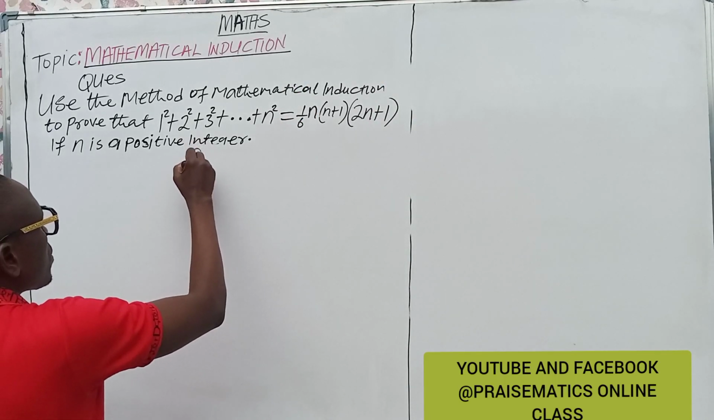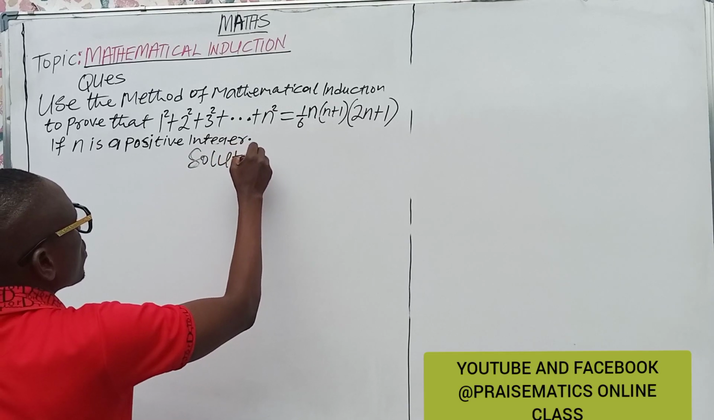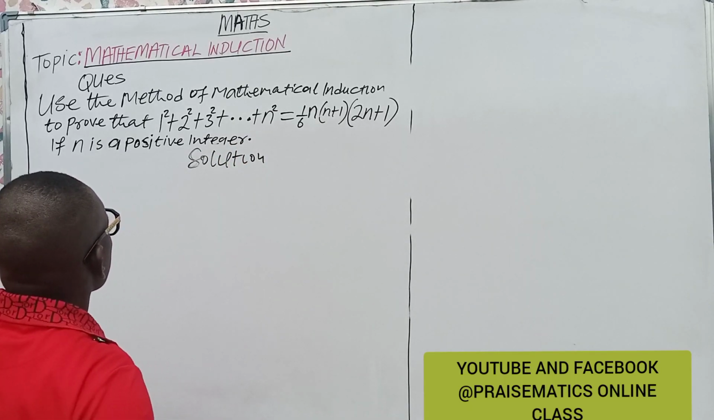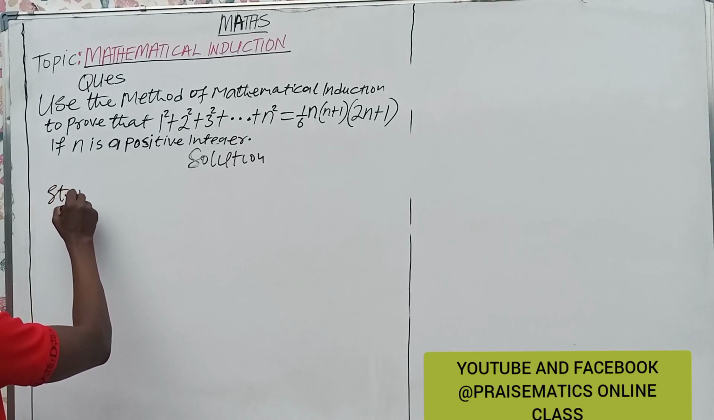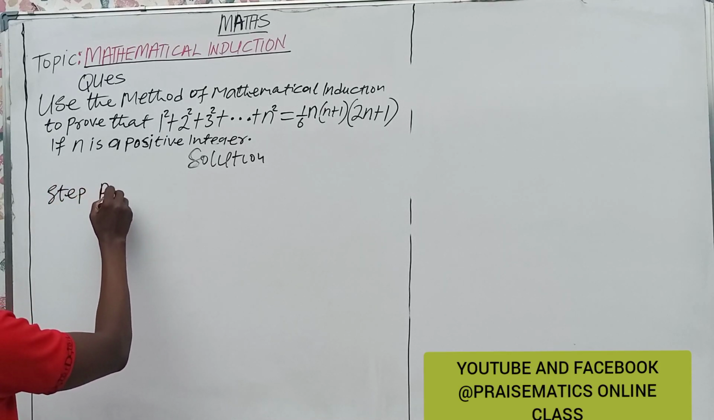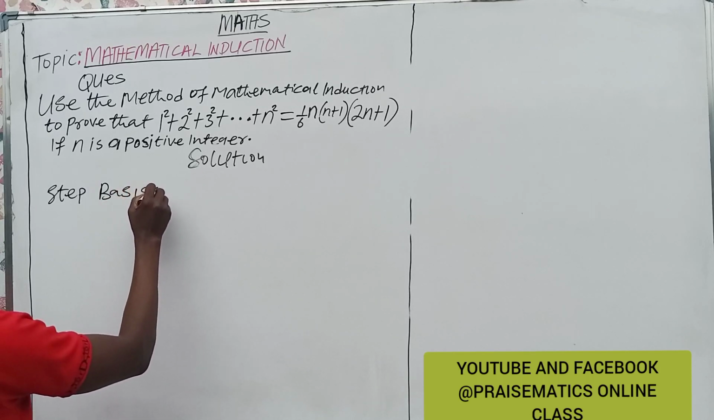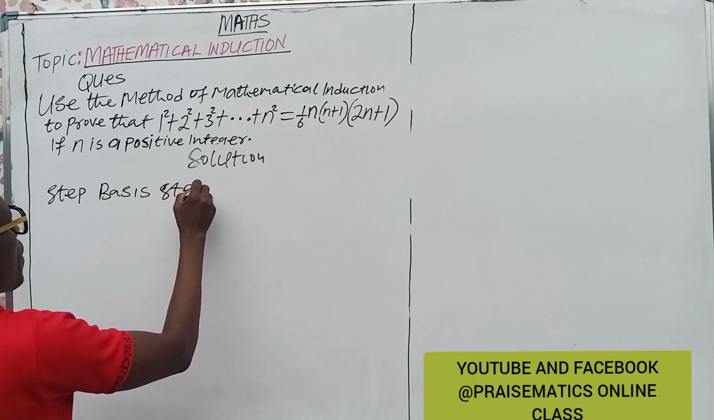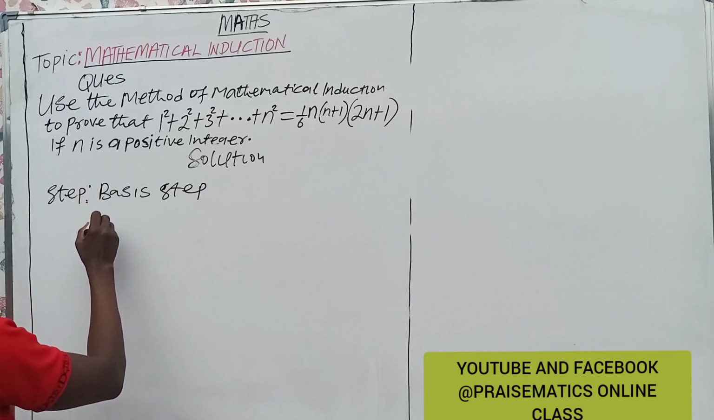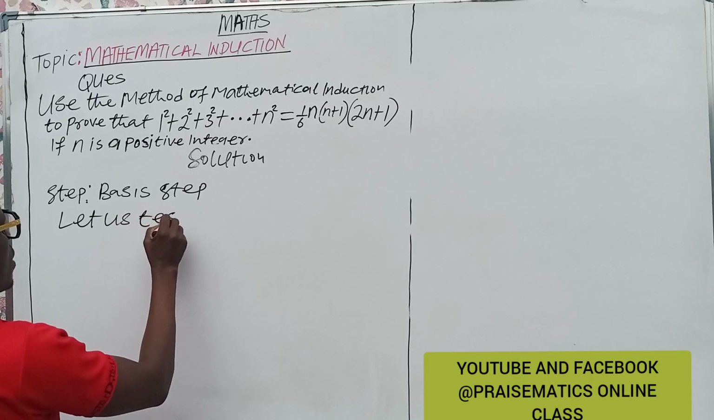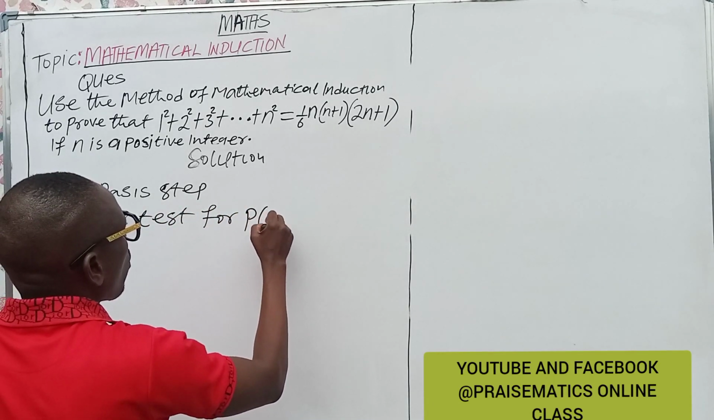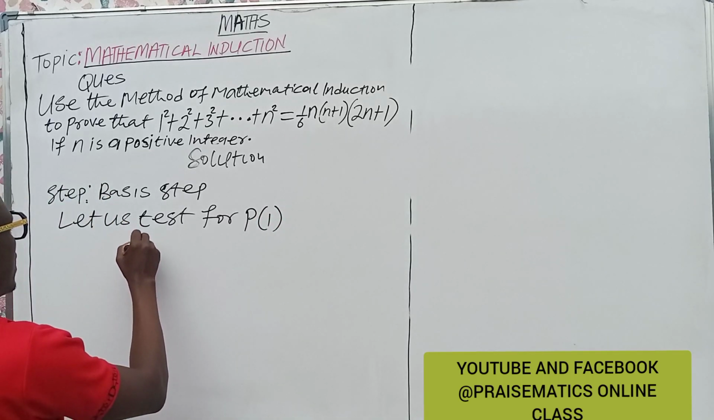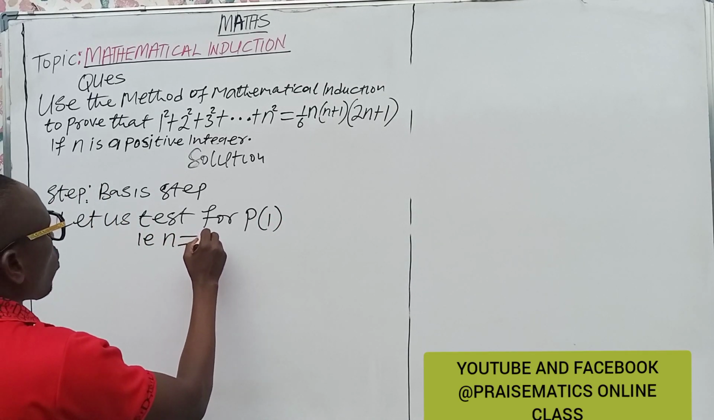Solution. Now let's solve. We are going to look at step 1. Step 1, known as the base step. And that base step we now test. Let us test for P of 1, that is, n when n equals 1.